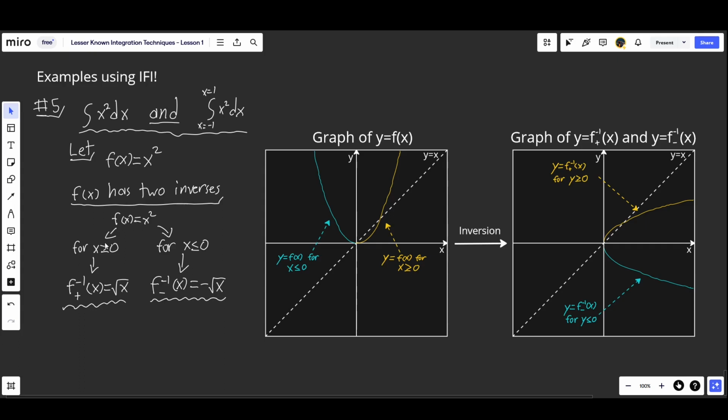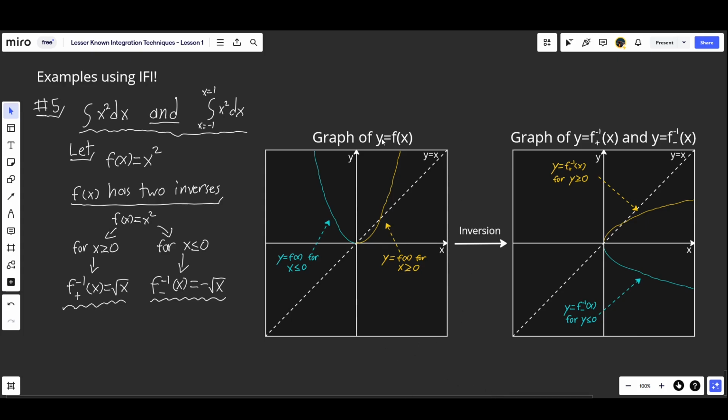For x greater than or equal to 0, f of x will invert into the square root of x, which I'm denoting as the positive inverse of f. And for x less than or equal to 0, f of x inverts into the negative square root of x, which I'm going to denote as the negative inverse of f of x.